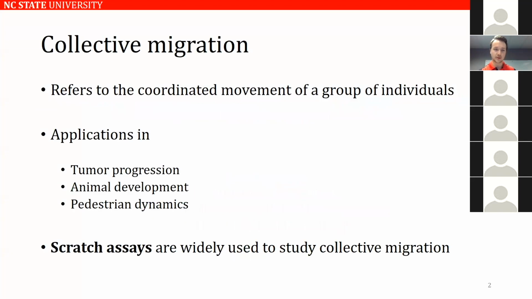Let me try to, okay, there we go. I'm going to start with the application. So our application is studying collective migration, and that simply refers to the coordinated movement of individuals or populations. This field of study has lots of applications in cancer progression, animal development, pedestrian dynamics, and so on. In cell biology, a really popular experimental protocol used to study collective migration is a scratch assay.